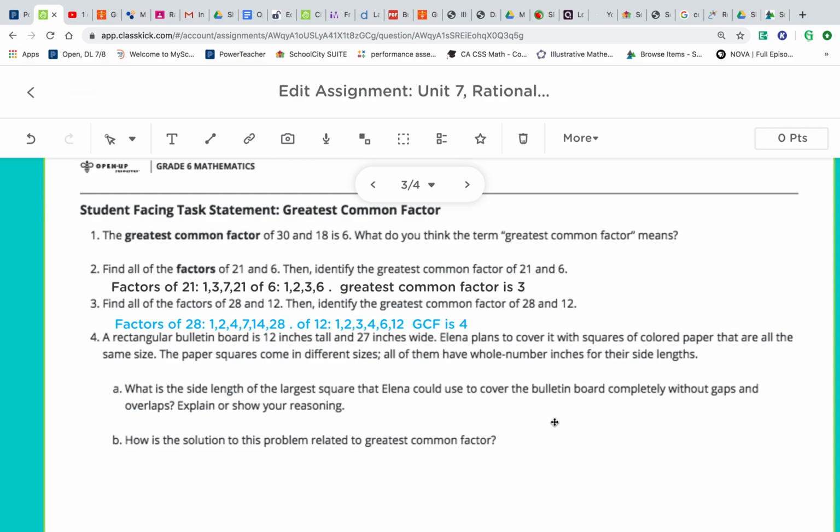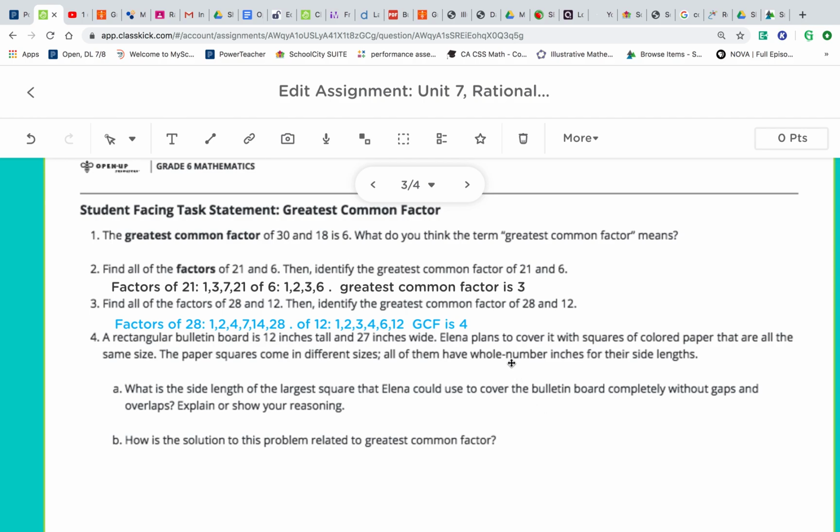Okay, so problem number 4. A rectangular bulletin board is 12 inches tall and 27 inches wide. Okay, you may want to draw a picture of this and label it with 12 inches tall and 27 inches wide. It may help you to picture what's happening here.